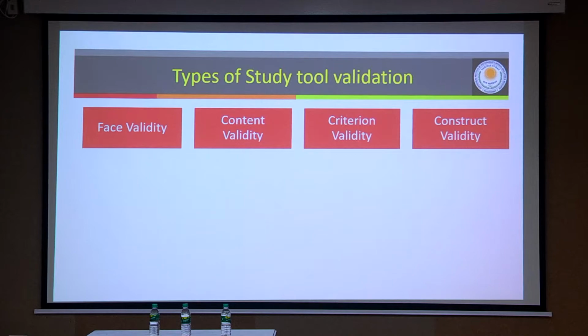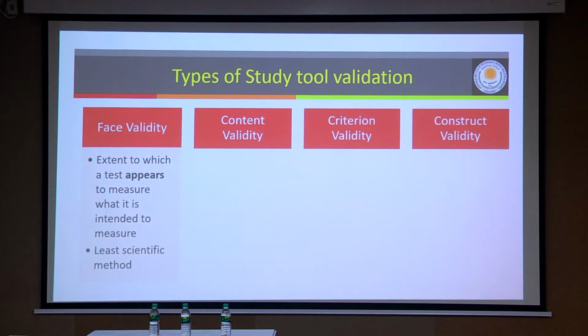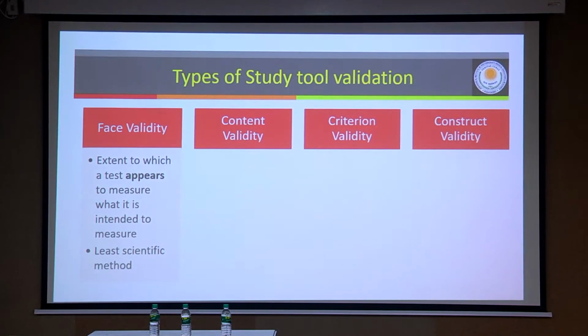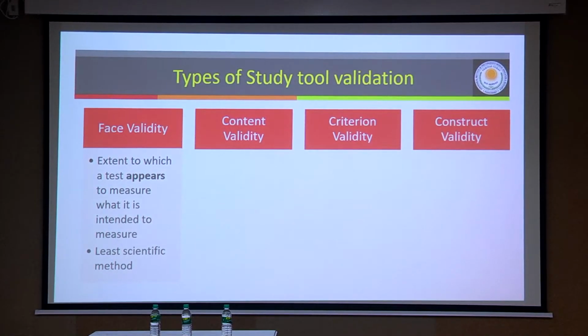As an investigator, I think, yeah, I have 20 questions, and these 20 questions are enough. So looking only at the face value, the number, 20 questions is more than enough to assess the participants. This is called face validity. But these questions may be totally irrelevant to what I am trying to achieve. So face validity is considered the least scientific method and we should never use it.